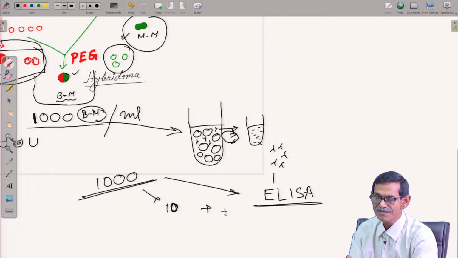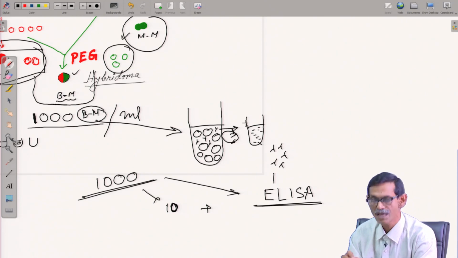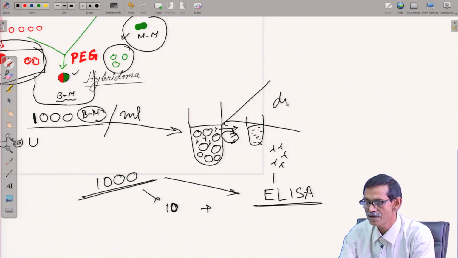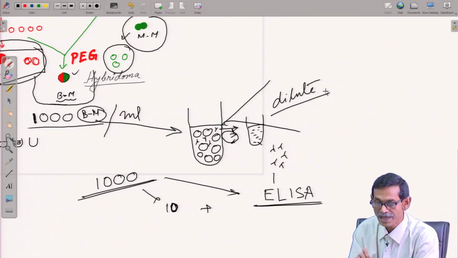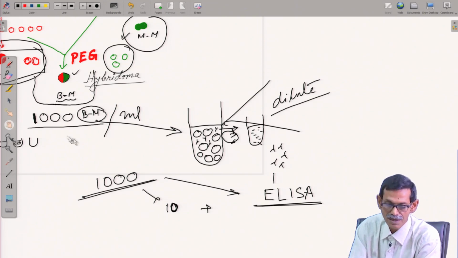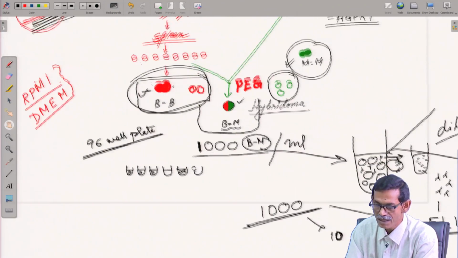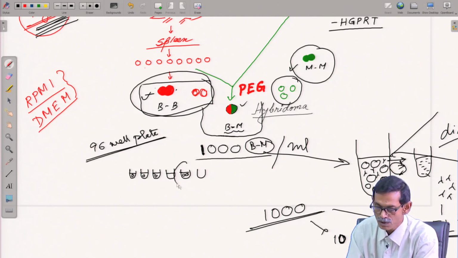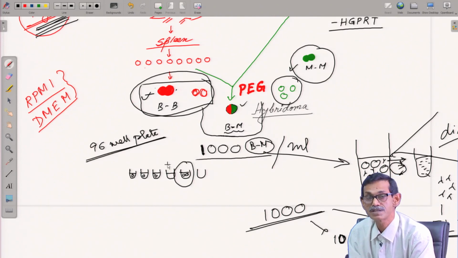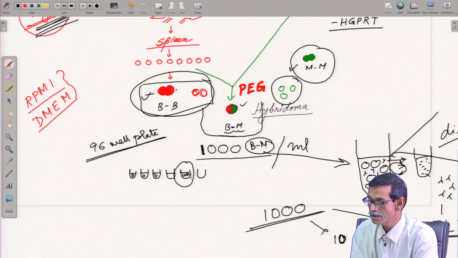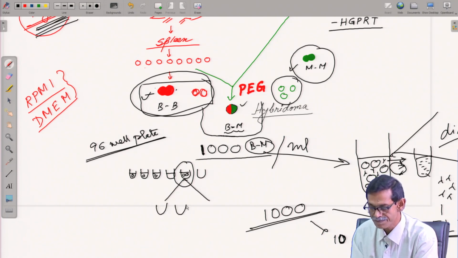So, after first round of screening, what I will do? I will dilute them again, so that by any chance, as I was saying, in some wells there are 2 cells, it is possible that in some wells there are 3 cells also. So, I do not know whether the positive cells are from product of 3 or product of 2. So, second round I will dilute them again.